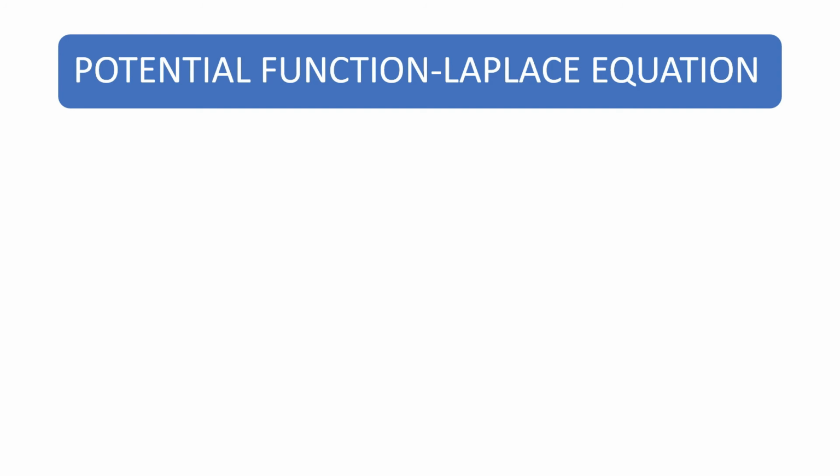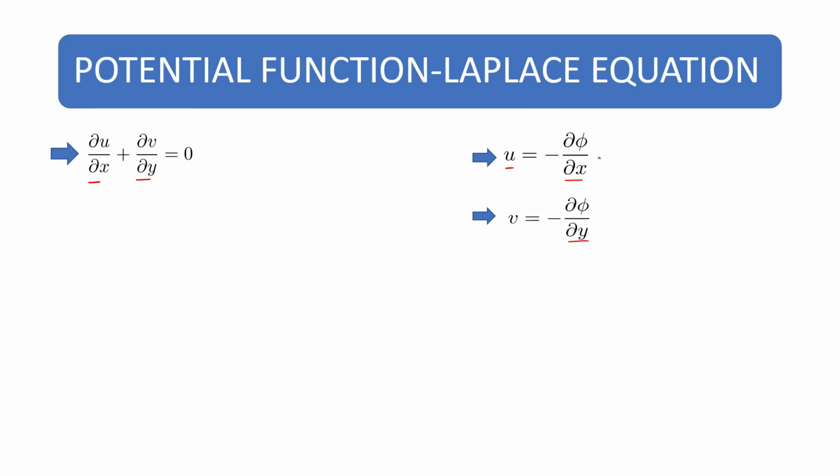Now let us see the potential function applied in a Laplace equation. So you know that for a two-dimensional steady flow, ∂u/∂x plus ∂v/∂y is equal to 0, the two-dimensional continuity equation. And you know that u is equal to minus ∂phi/∂x and v is equal to minus ∂phi/∂y. This is by definition.